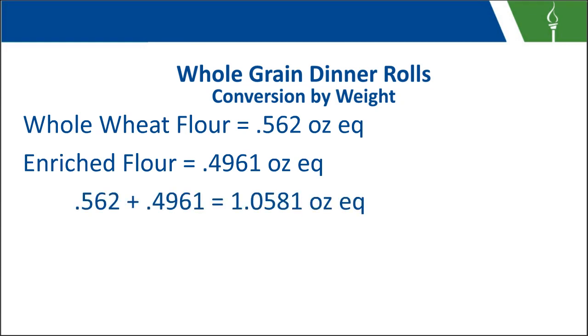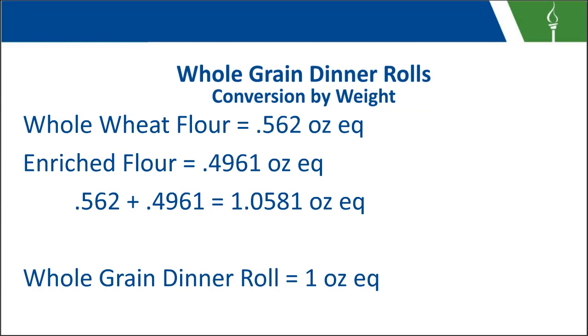And when we add these two ounce equivalents together, we get a total of 1.0581 ounce equivalents, which, like we mentioned before, if it doesn't equal or reach that 0.25 ounce equivalent marker, you need to round it back down. So this is going to count as a 1 ounce equivalent whole grain dinner roll for our menu.